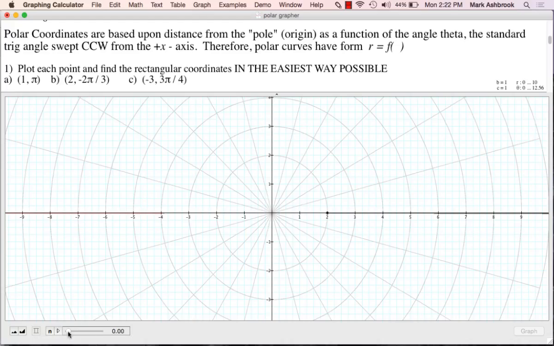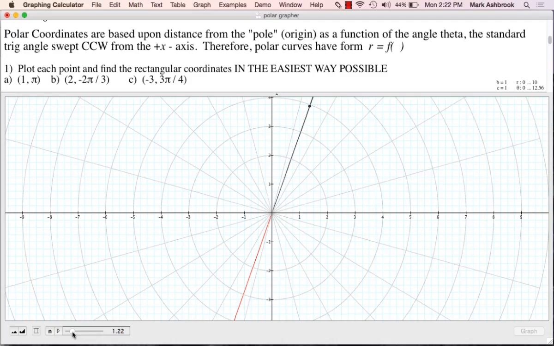Okay, so the pole, it's like you're looking down at the Earth and you're looking at the North Pole. So the pole is right here in the middle, and what we used to call the origin is now called the pole. And so you locate a point on the plane by sweeping an angle counterclockwise from horizontal, the standard trig angle, and then based on that, the terminal ray of that angle is the direction for the distance called the radial distance, or the distance out from the pole.